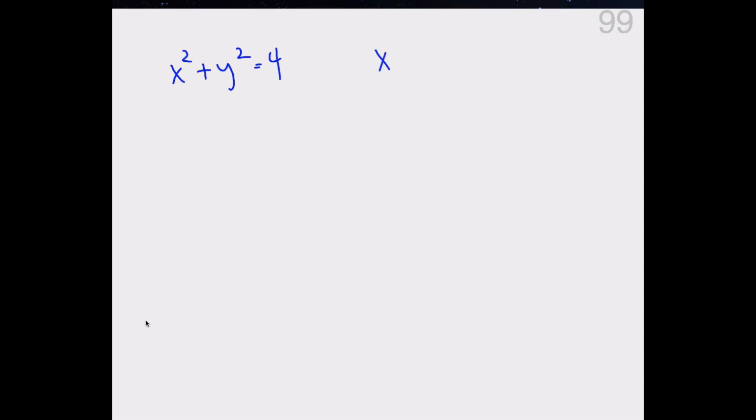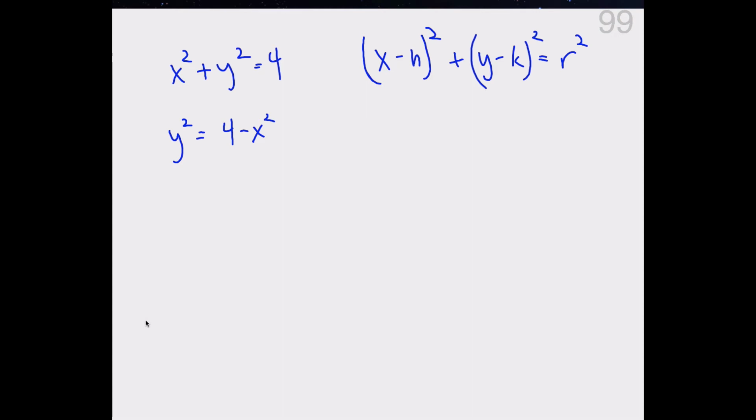Standard form actually is (x minus h) squared plus, whoops, that's supposed to be a y, (y minus k) squared equals r squared. Okay, so let's start with that circle, not a function. We want to turn it into a function. So in order to turn it into a function, I want to solve for y. So y squared is equal to 4 minus x squared. Take the square root of it.